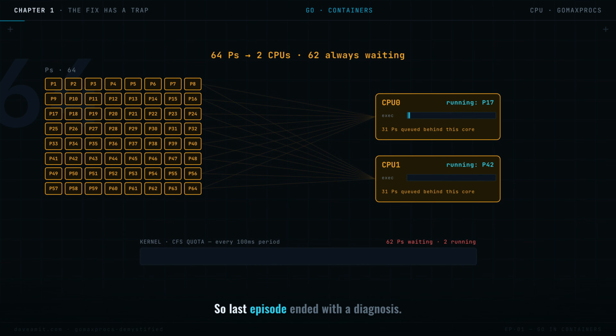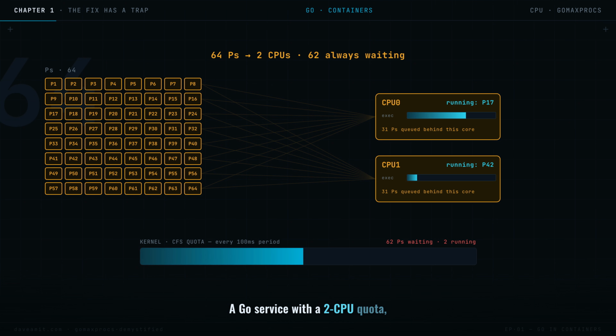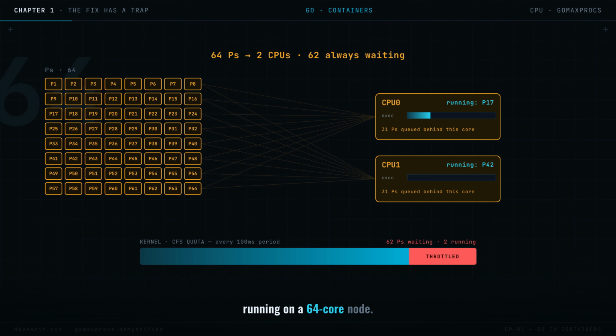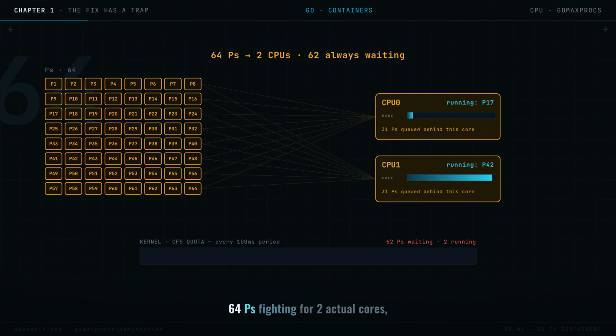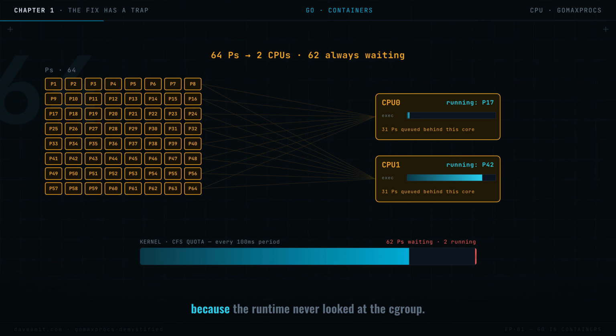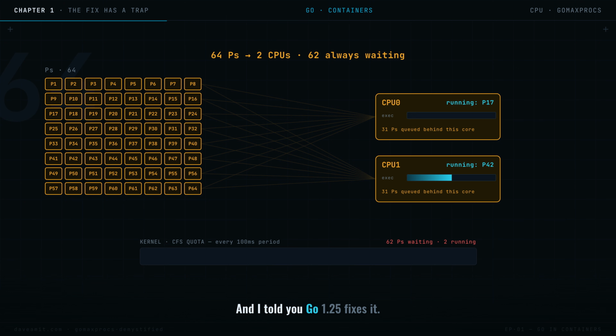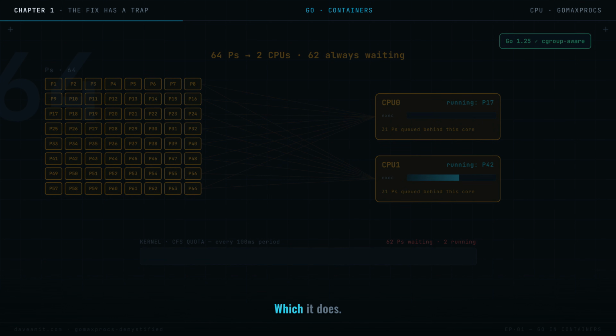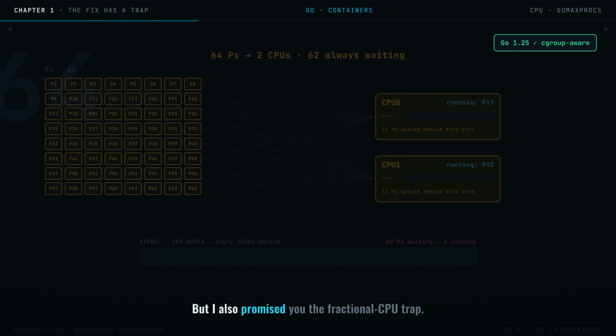So the last episode ended with a diagnosis. A Go service with a 2 CPU quota running on a 64 core node. 64 Ps fighting for 2 actual cores because the runtime never looked at the cgroup. Throttled by the kernel every 100 millisecond period, and I told you Go 1.25 fixes it. Which it does, but I also promised you the fractional CPU trap.